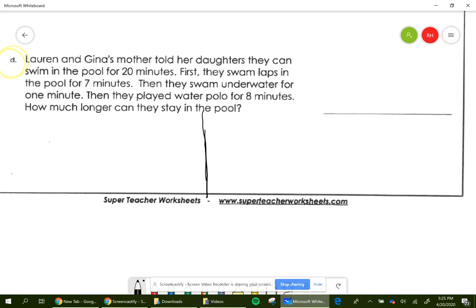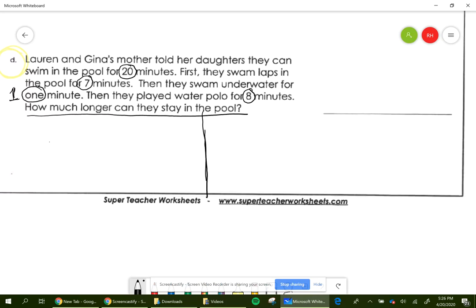Okay, so this problem starts off with Lauren and Gina's mother telling her daughters they can swim in the pool for 20 minutes. So here's my first number. I know they have a total of 20 minutes to swim. First, they swam laps in the pool for 7 minutes. Okay, I have one number. So far, they've only spent 7 minutes from the 20 in swimming laps. Then they swam underwater for 1 minute. Ooh, that one's tricky because it's in word form and not number form, but that's one more minute. Then they played water polo for 8 minutes. There's the other number. How much longer can they stay in the pool?